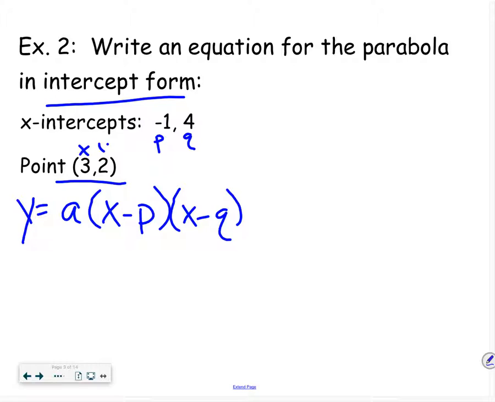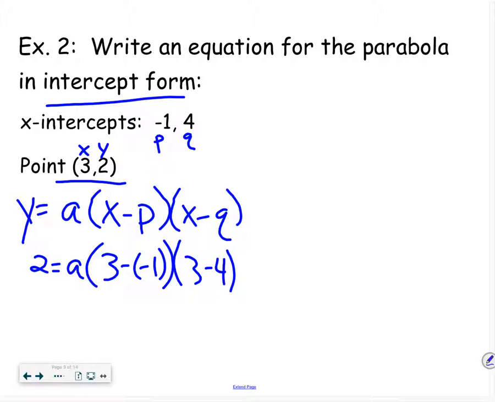So x, y, so my y is a 2, a don't know, x is a 3, minus p, which is a negative 1. We got to plug in 3 for x again there. Okay? 3 minus 4. And now we can solve for a. So we got to add, subtract, and multiply. Double negatives turn to a plus, so this is a 4 here. 3 minus 4, that's a negative 1.